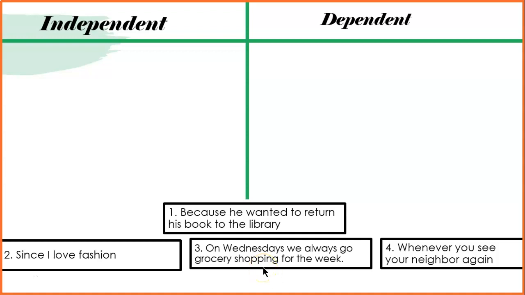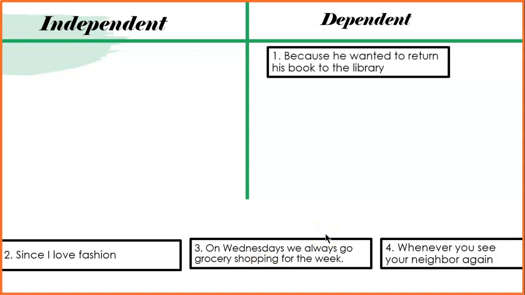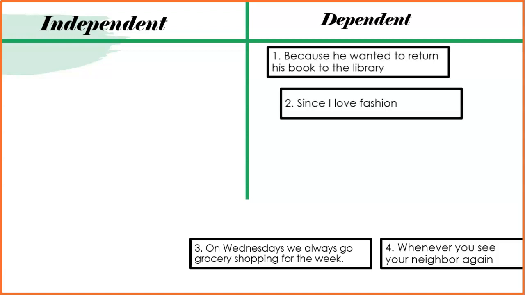Let's see if you got it right. Because he wanted to return his book to the library is dependent. Because is a subordinating conjunction. It's a word that makes the clause dependent. Since I love fashion is dependent. Since is a subordinating conjunction, it lets us know that we're missing information, so it's dependent.